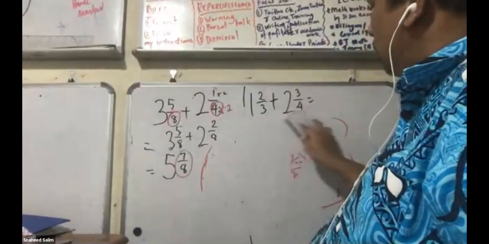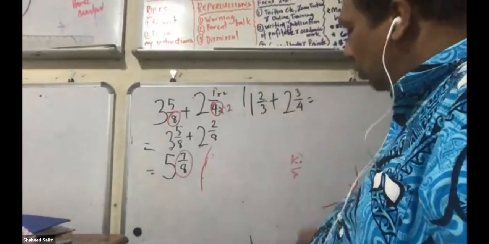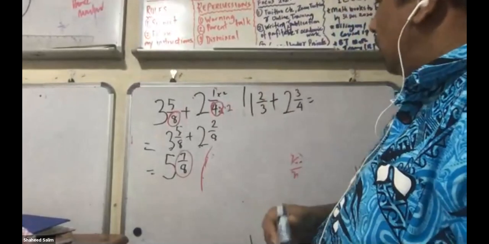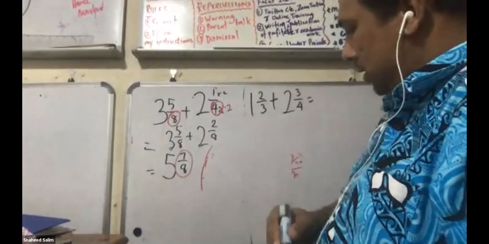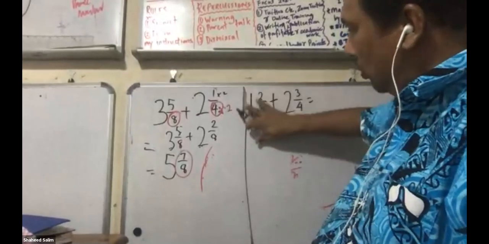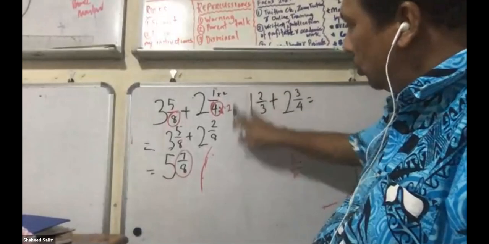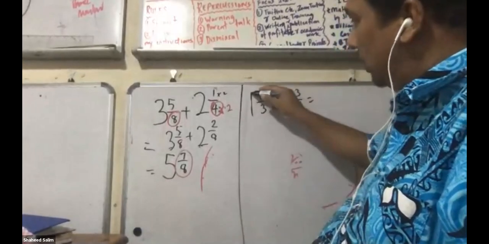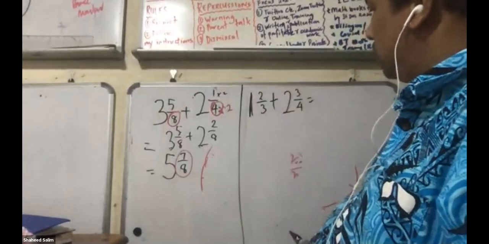You try to do 1 whole 2/3 plus 3 over 4. Try. Have you gotten your answer? In this case, you may use a clue: 12 as the denominator. 12.